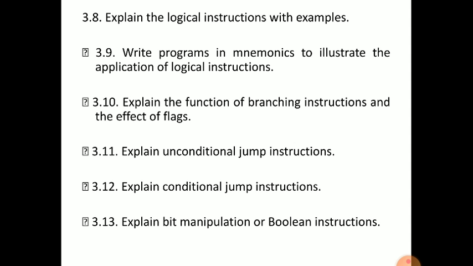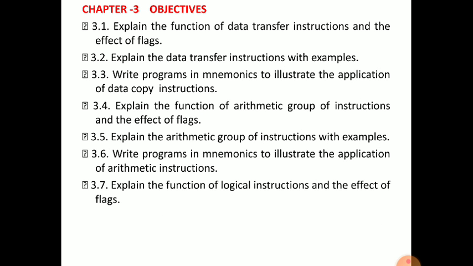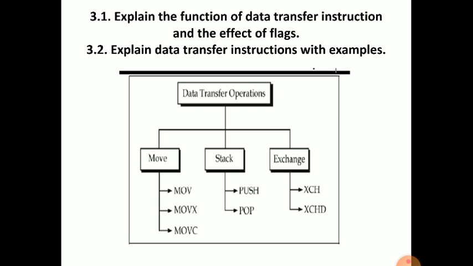So the 3.10 objective, explain the function of branching instructions and the effects of flags. Explain unconditional jump instructions, and 3.12 about explain conditional jump instructions, and after that we have explain the bit manipulation or boolean instructions. So these two slides are showing the objectives of this third chapter that we are going to discuss in the coming video lessons. Today the first topic is the first objective, that is function of data transfer instructions.